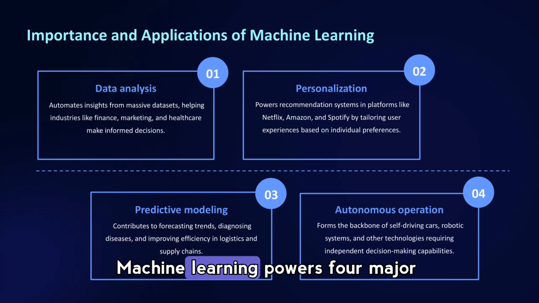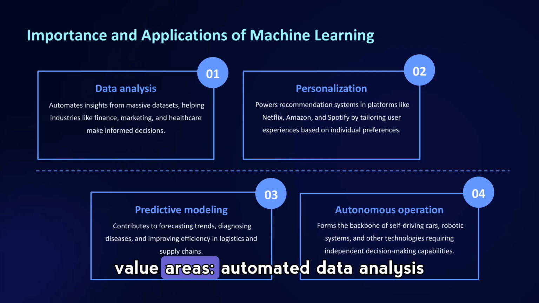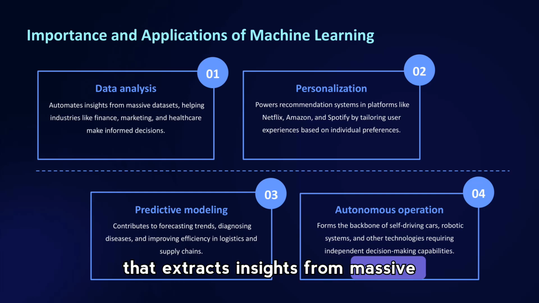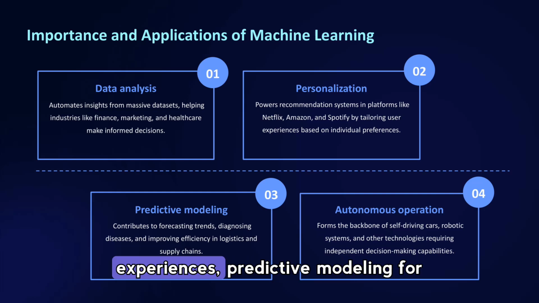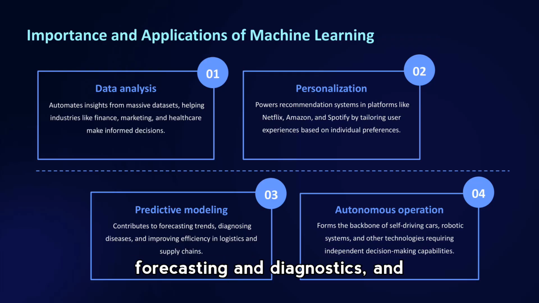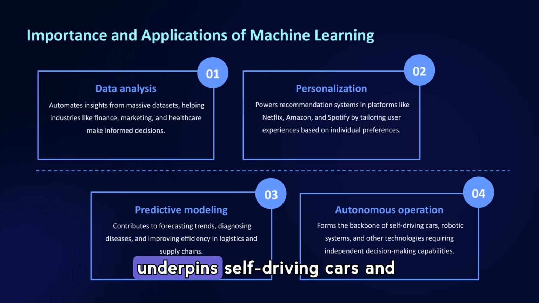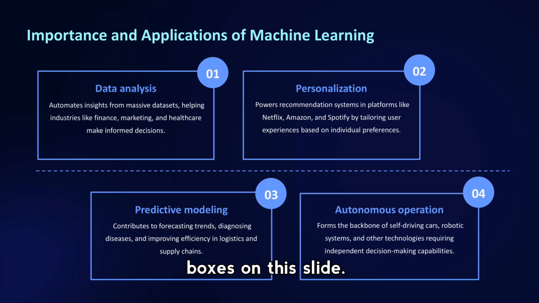Machine learning powers 4 major value areas: automated data analysis that extracts insights from massive datasets, personalized recommendations that tailor user experiences, predictive modeling for forecasting and diagnostics, and autonomous operation that underpins self-driving cars and robotics, each illustrated in the boxes on this slide.